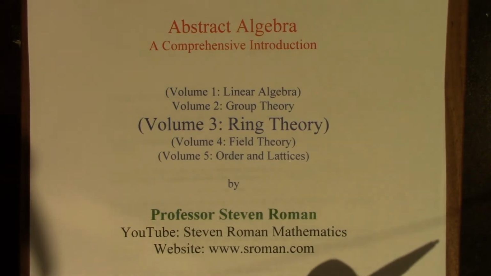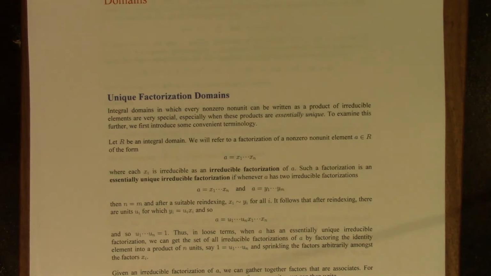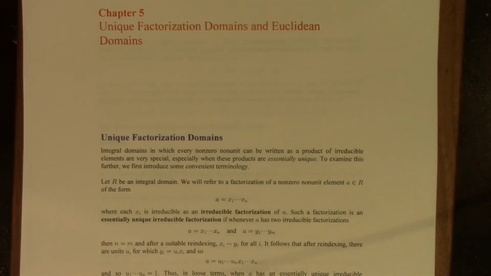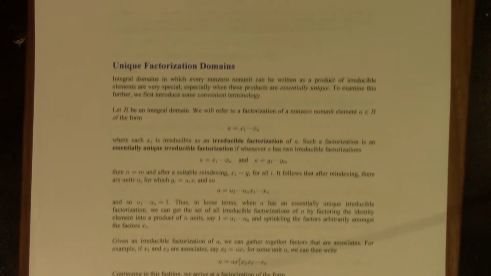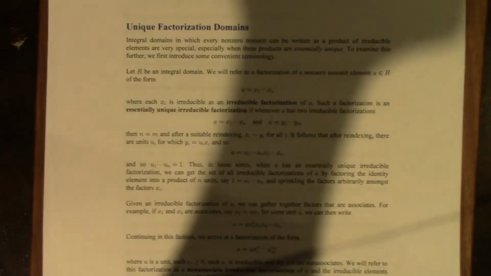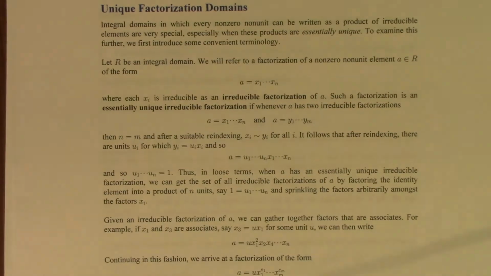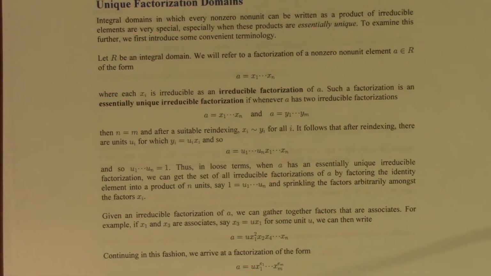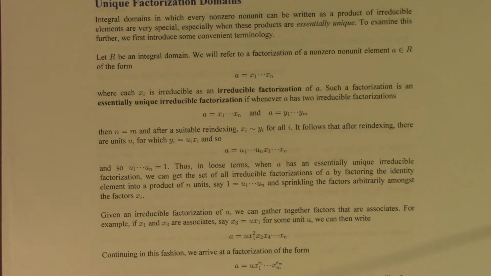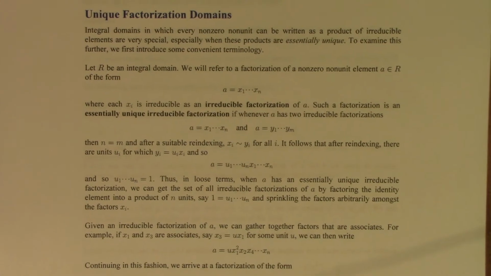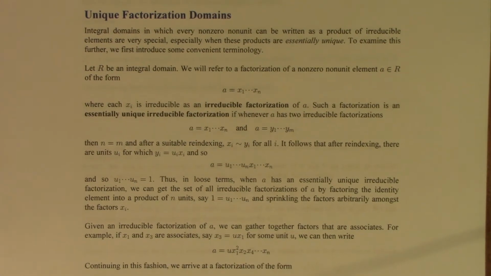Let us continue the ring theory lectures. We are ready now to talk about Chapter 5, unique factorization domains and Euclidean domains. And we'll begin with unique factorization domains. Integral domains in which every non-zero non-unit can be written as a product of irreducible elements are quite special. And that is especially true when the products are essentially unique. And to examine this further, we need some convenient terminology.